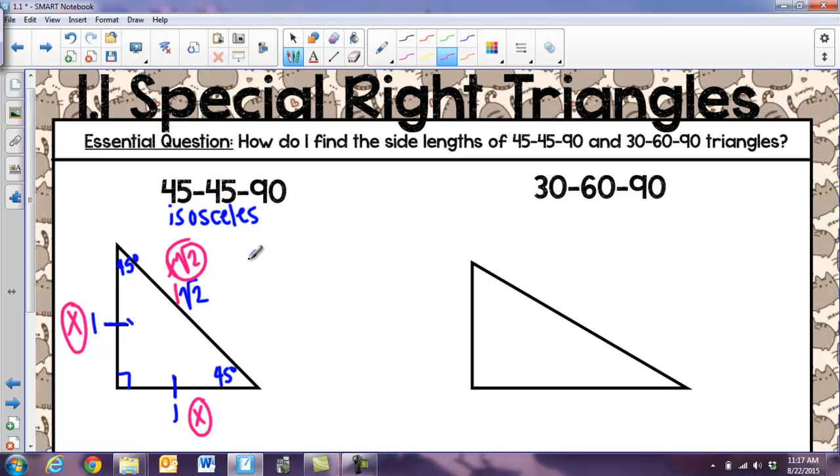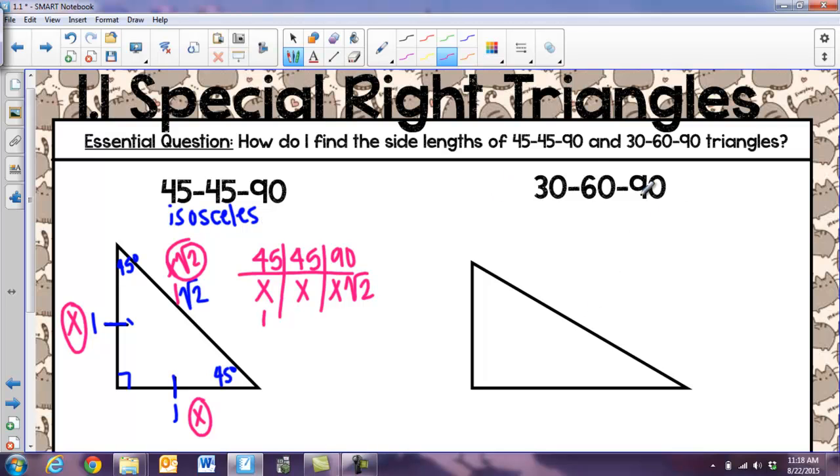So we're going to make a little chart. I like this little chart. It helps me keep my thoughts organized. So we're going to have a 45-45-90 chart. As soon as I know that my triangle is a 45-45, I'm going to go ahead and draw this and write in my side lengths. So this would be x, x, x root 2. And if I know something about one of the side lengths, for instance, that this was 1, I could fill in one of them, and then we could figure out what the other side lengths were based on that. Okay, so that's the first one, the isosceles right triangle.